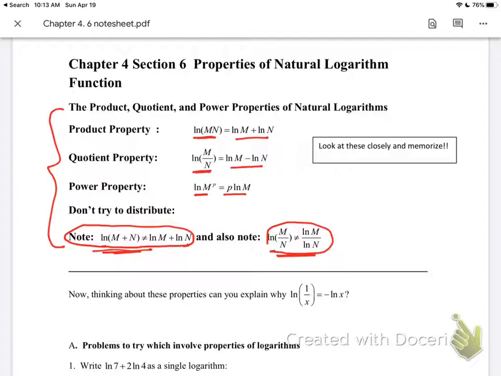So it says, now thinking about these properties, can you explain why the natural log of 1 over x equals negative natural log of x? Well, let's see. That is a division, so I can change that to natural log of 1 minus natural log of x. Natural log of 1 is 0, so that's why this equals negative natural log of x. Okay, let's go on to the next page.